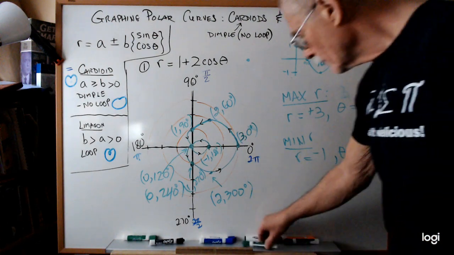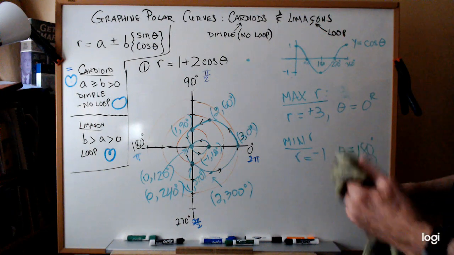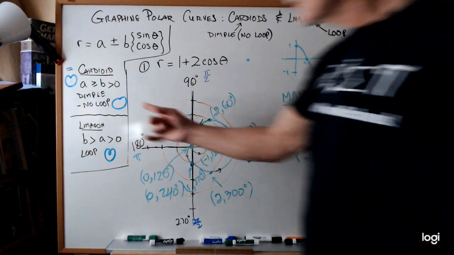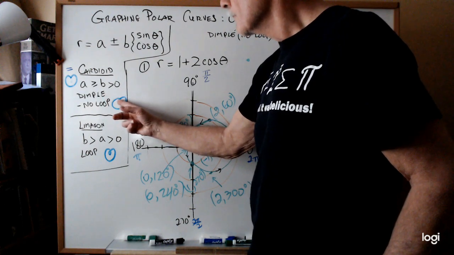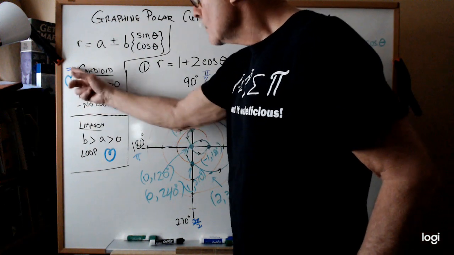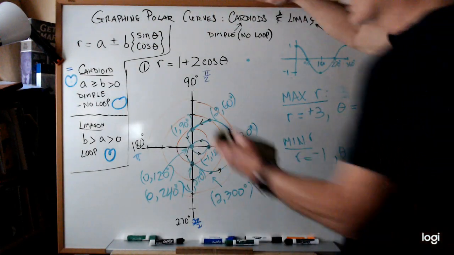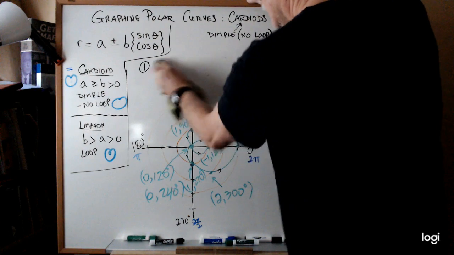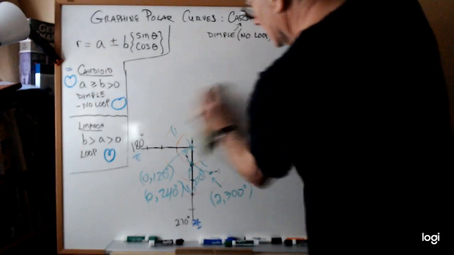So now what I'm going to do is the second and last one, which is a cardioid. A cardioid is not going to have a loop. Instead, it'll have a little dimple. And if a equals b, it turns out it actually looks like a heart. That's why it's called a cardioid. So let me redo this. Unfortunately, it's going to take a few moments.